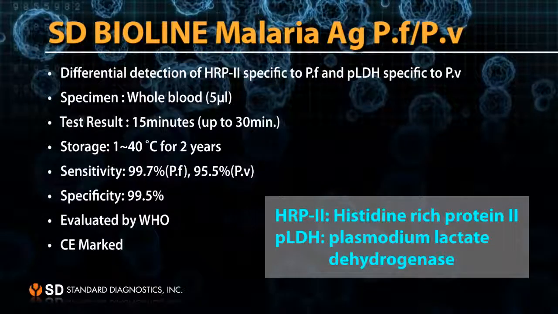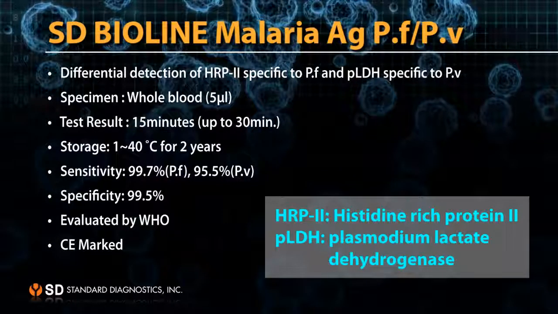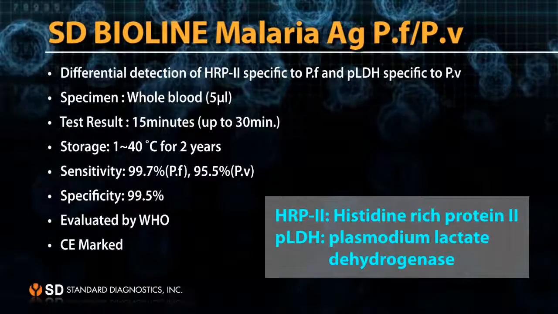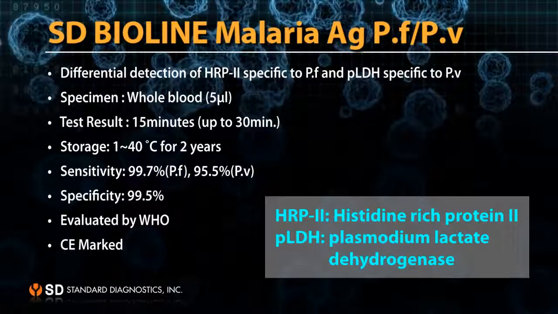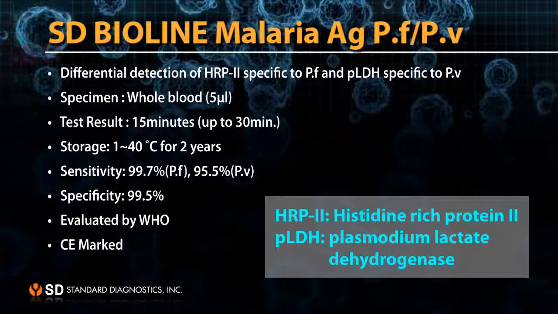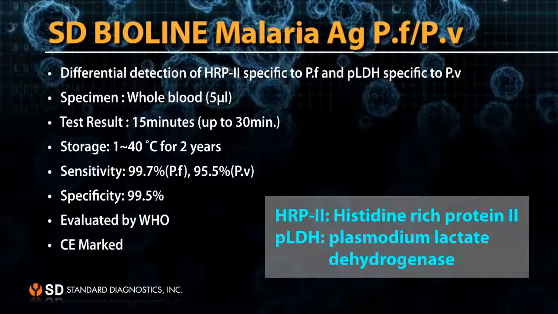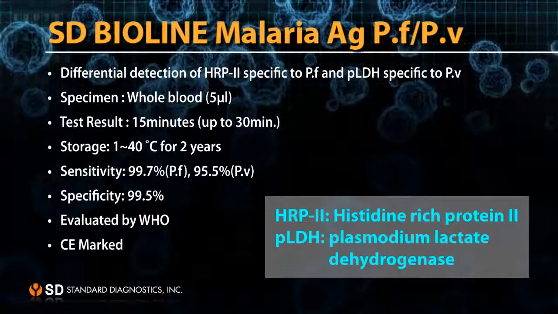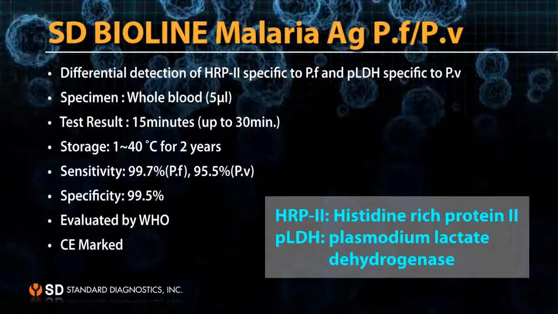The specimen is 5 microliters of whole blood, and the test result takes only 15 minutes. Storage condition is 1 to 40 degrees centigrade for 2 years. Sensitivity is 99.7% for PF, 95.5% for PV, and specificity is 99.5%. This CE-marked SD Bioline Malaria Antigen PF/PV test was evaluated by WHO with outstanding performance results.